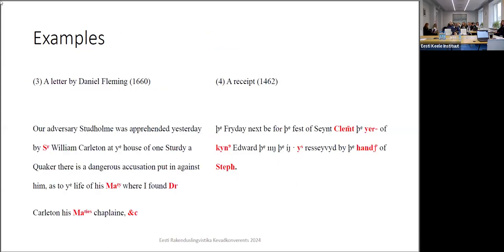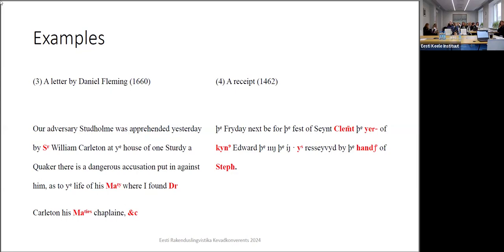Then here's a letter from 1660. Our adversary Studholm was apprehended yesterday by Sir William Carlton. So they like superscript abbreviations. Sir is written with S and then superscript R. The house of one sturdy Quaker, there's a dangerous accusation put in against him as the life of majesty, and majesty is also with the superscripts. But then you have the doctor abbreviated precisely the same way as it is today. And there's etc. like we had in the 2018 example, except the spelling is a bit different.